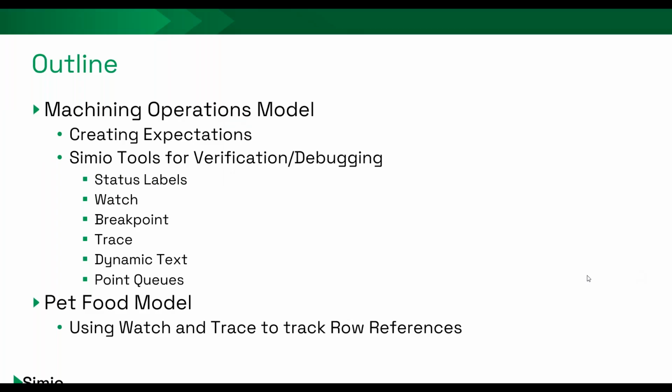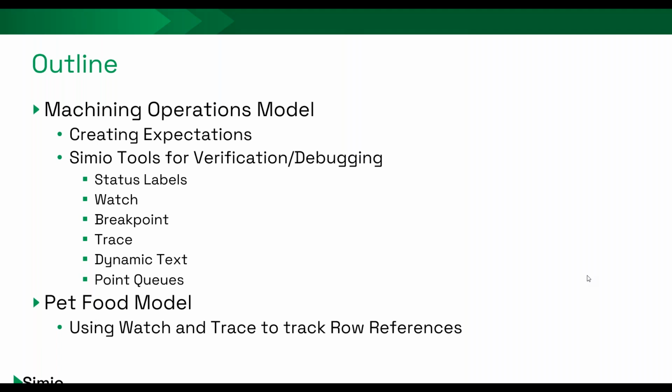First, I have an outline of what we're going to talk about today. I will be presenting 2 different models, a machining operations model and a pet food model. We'll spend the most time with that machining operations model, setting up a context for the model so that you can kind of follow along with what's going on and how we chose to model.